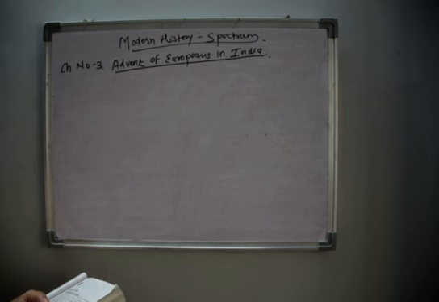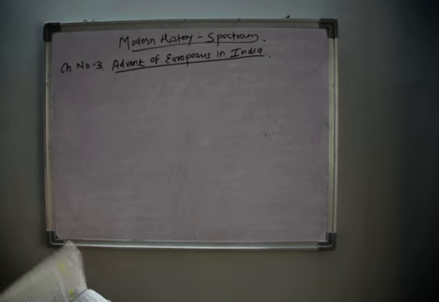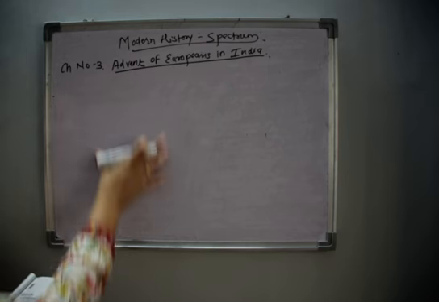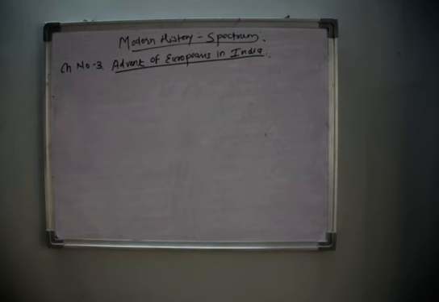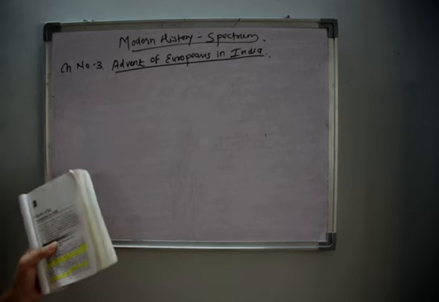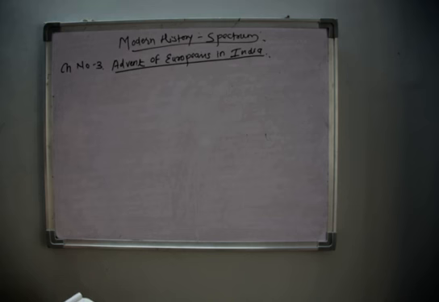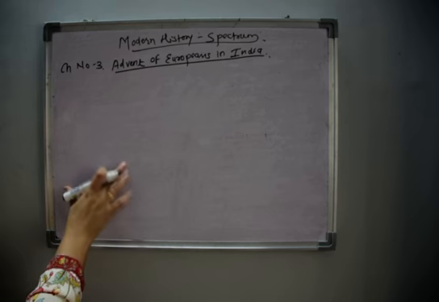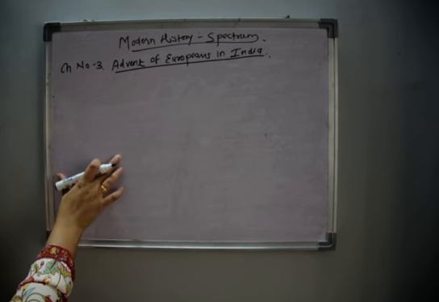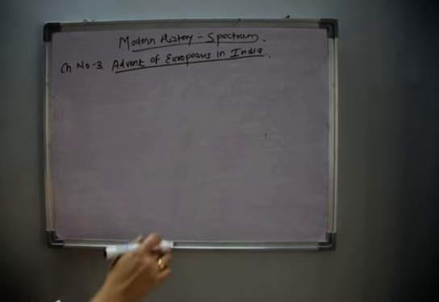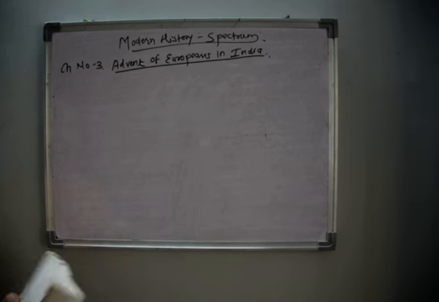What we are going to do is, I'm going to read all the things, explain you, and then I'll write only the important points. We are trying to make short notes of whatever is written in your Spectrum book. As I note down the points, you can do it along with me, or you can pause the video and then note down the points.